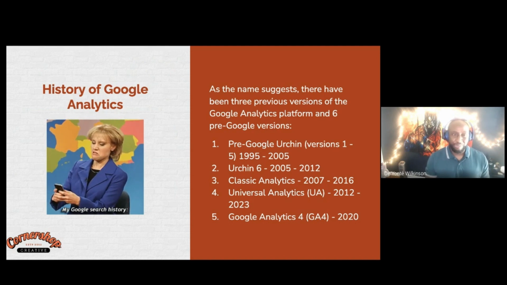And Urchin was a paid product up until 2005, where they happened to run into the founders of Google at a data conference. And Google was so impressed by the product that they decided to actually purchase and acquire it. So the first version of Google Analytics was actually the sixth version of Urchin itself. So in 2005, Google purchased it.